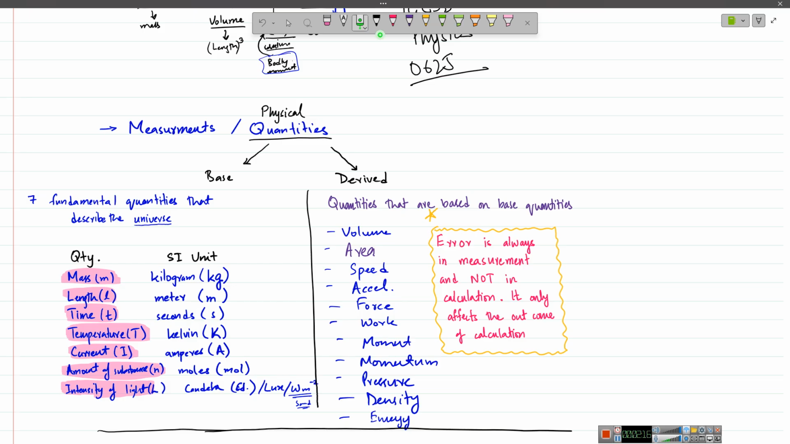So what are measurements? They're physical quantities that we try to measure, and those physical quantities are divided into two types. Number one is called the base quantities. These are the 7 fundamental quantities that describe the universe. Now, keep in mind, this is my definition of the base quantities. You will find many ways to define base quantities, but no one's going to ask you about the definition.